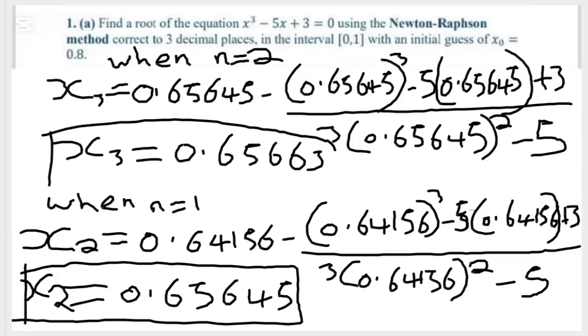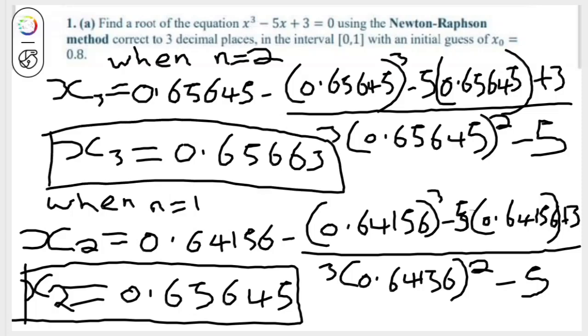0.65663 as my x3. So therefore the value of x2 and x3, which equals the value of x2, is 0.65645, and also the value of x3, which is 0.5663. They are both approximately equal to what?